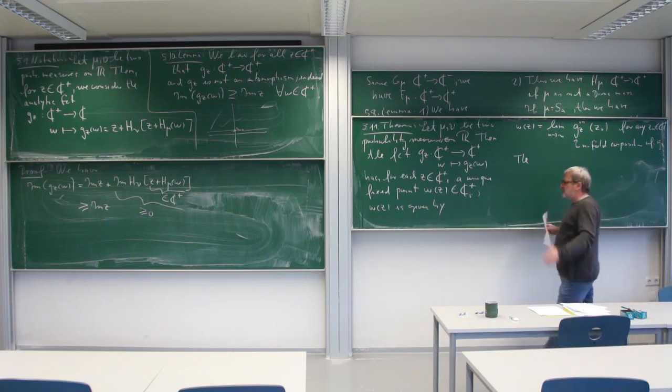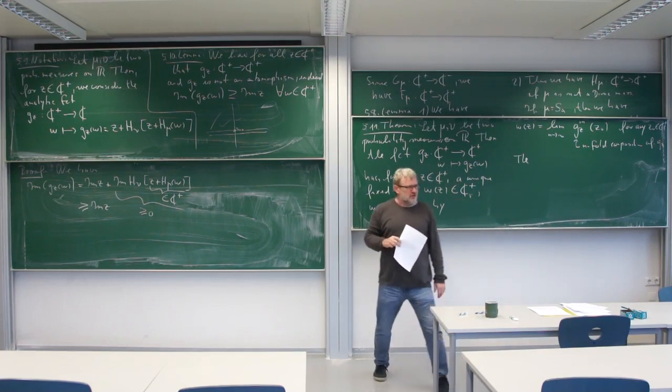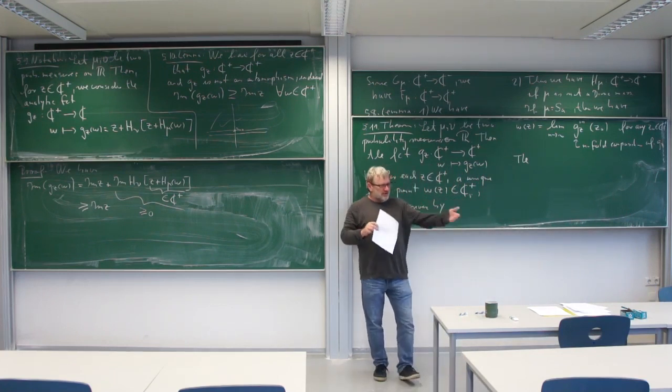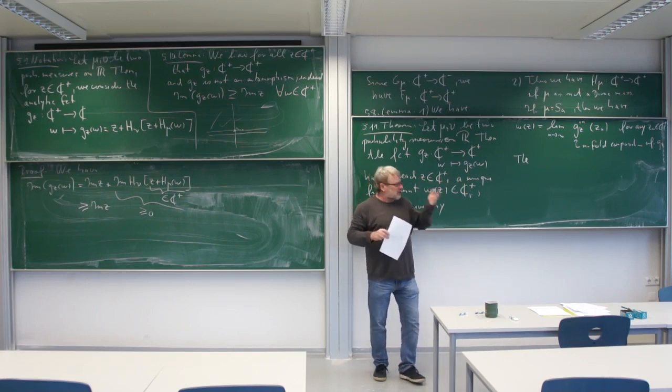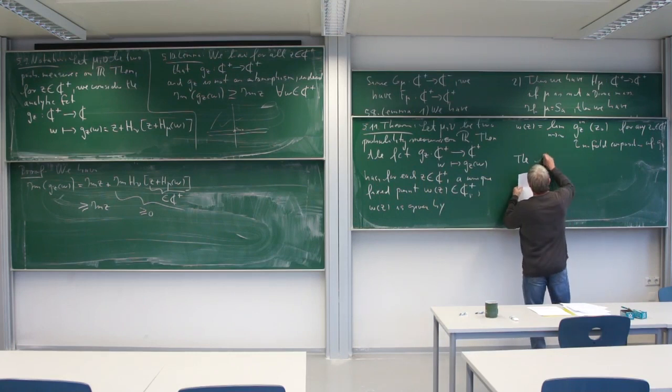Up to this point, Z was just a parameter which I put in my equation, and I solve this equation for each of those parameters. The solution depends on this parameter. This parameter is also a complex number in the upper half plane, and now the statement is actually that this dependency on this parameter is also analytic.